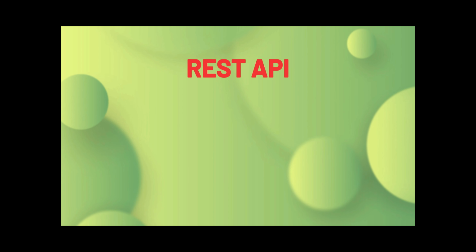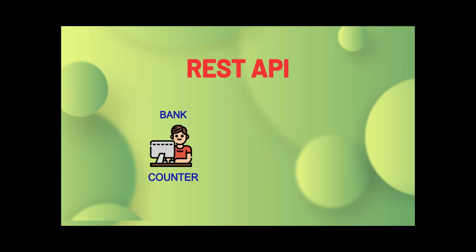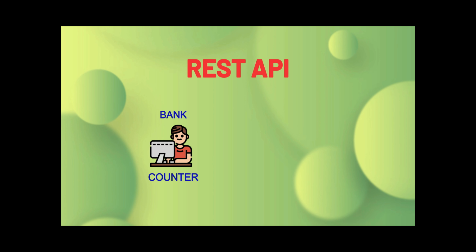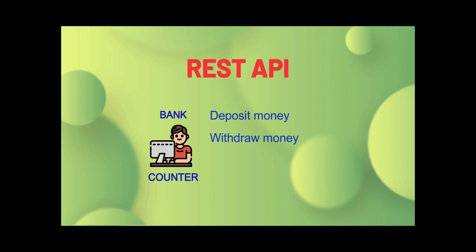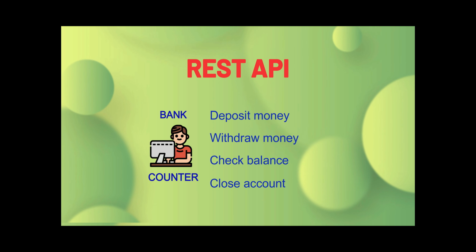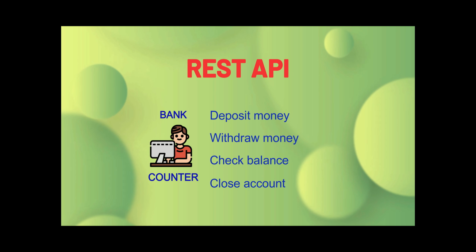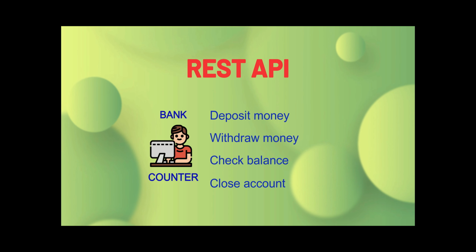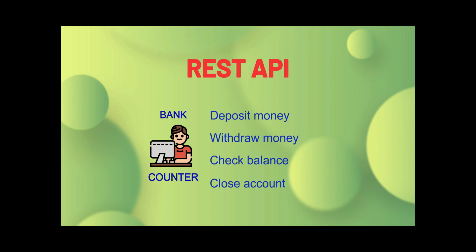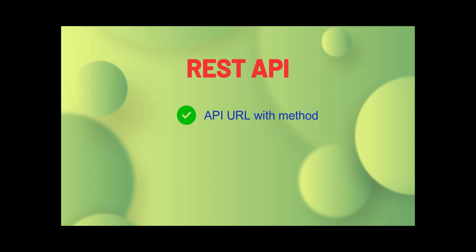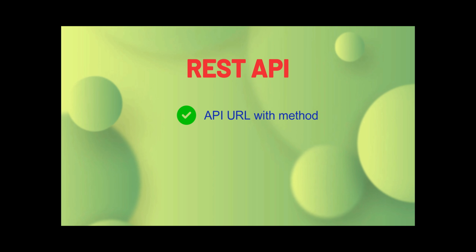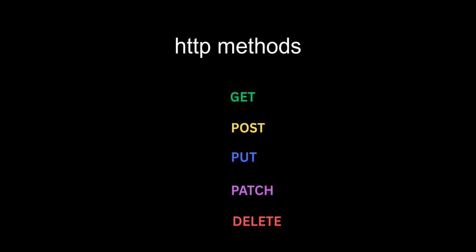In a real-life example, think of a bank counter. Same counter, but customers may want to deposit money, withdraw money, check balance, or close an account. The desk is the same. The action differs. HTTP methods are like actions. Why is URL alone not enough? Methods give semantic meaning. There are five methods: GET, POST, PUT, PATCH, DELETE.